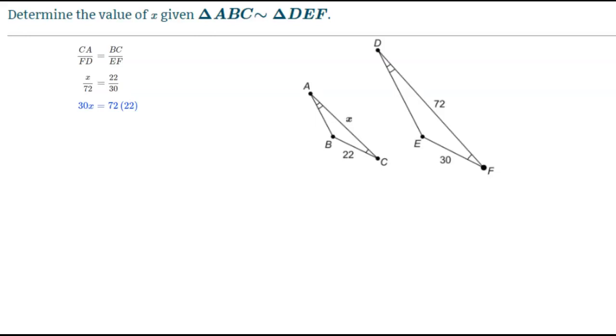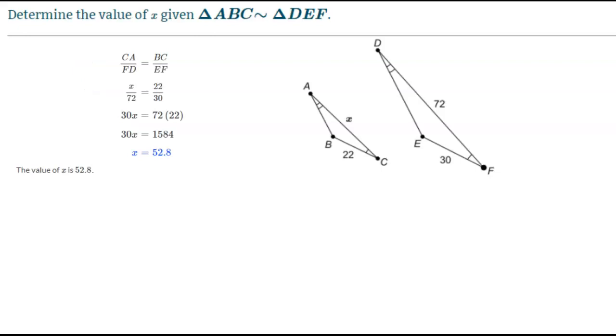Now all we have to do is plug this into our calculator. 72 times 22 is 1,584. Go ahead and divide that by 30, and you get that x is equal to 52.8.